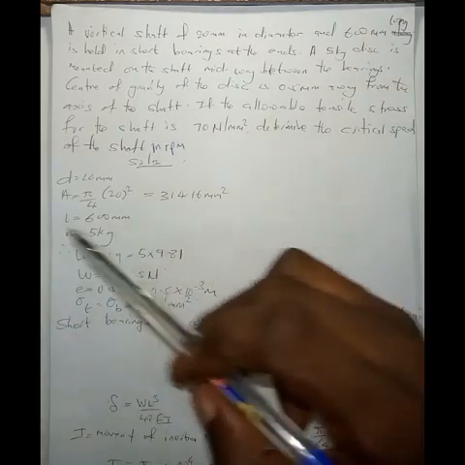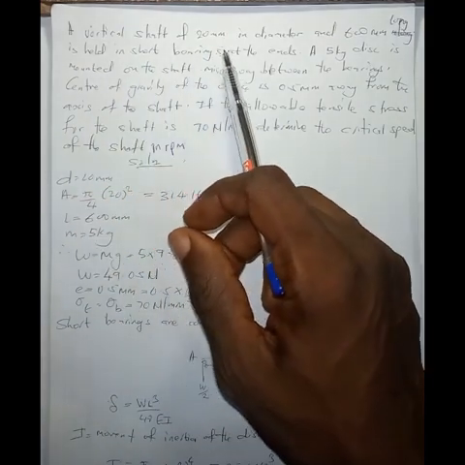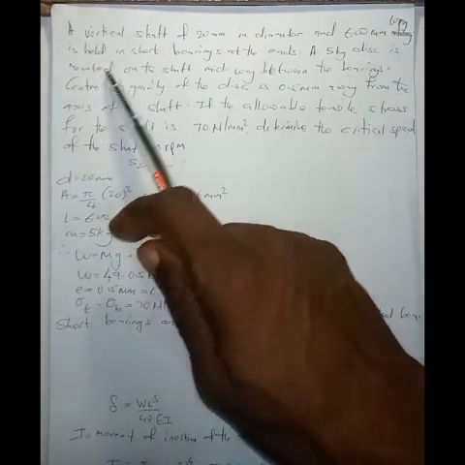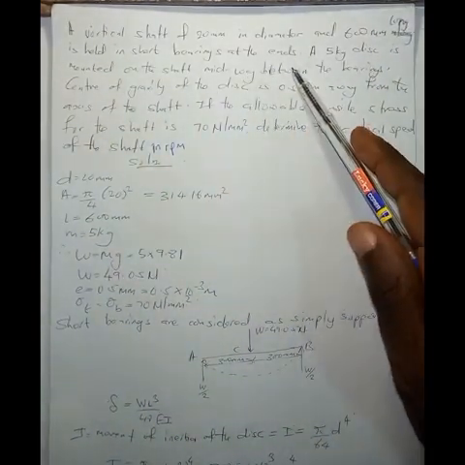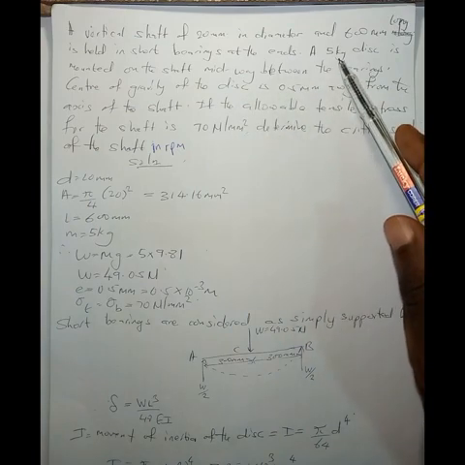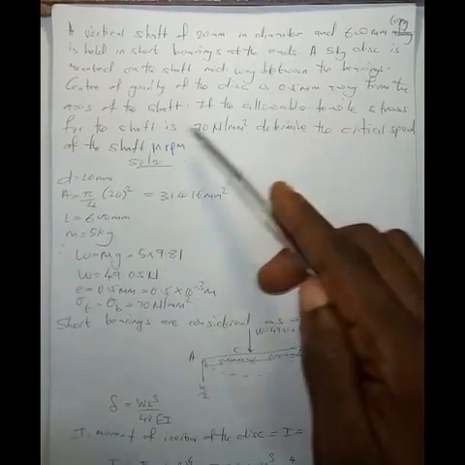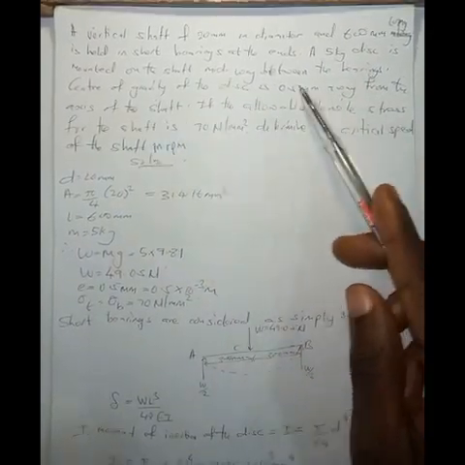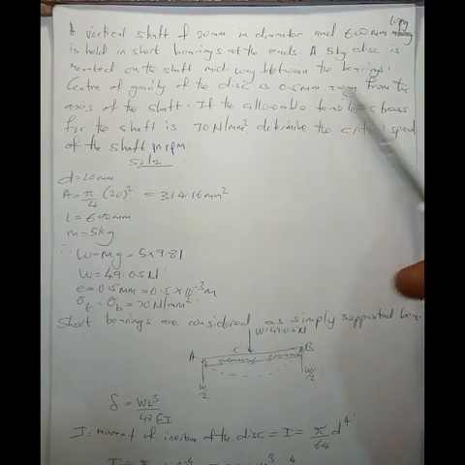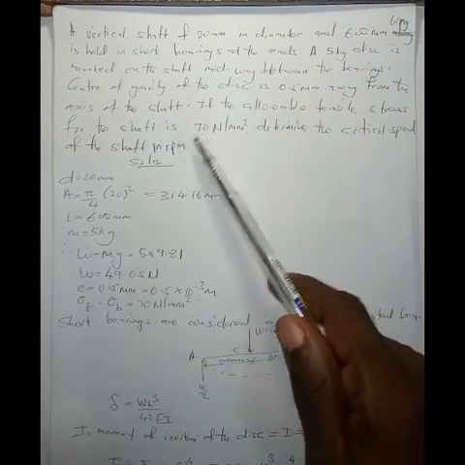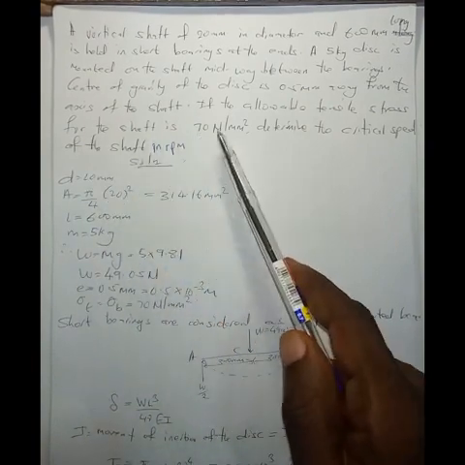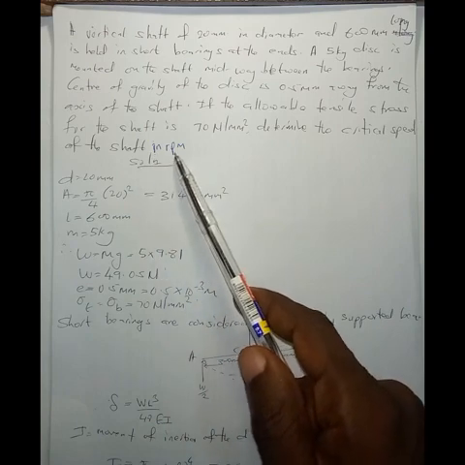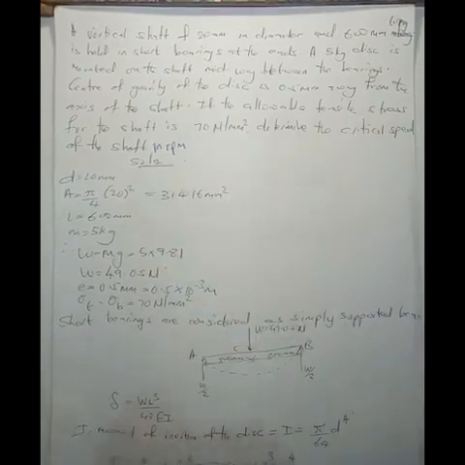So now the question: we've been given a vertical shaft of 20 mm in diameter and 60 mm long, held in short bearings at the ends. We are told that we have a 5 kg disc mounted on the shaft midway between the bearings. The center of gravity of the disc is 0.5 mm away from the axis of the shaft. If the allowable tensile stress for the shaft is 17 N per millimeter square, determine the critical speed of the shaft in RPM, revolutions per minute.